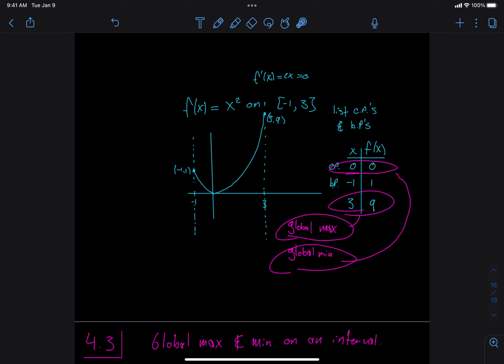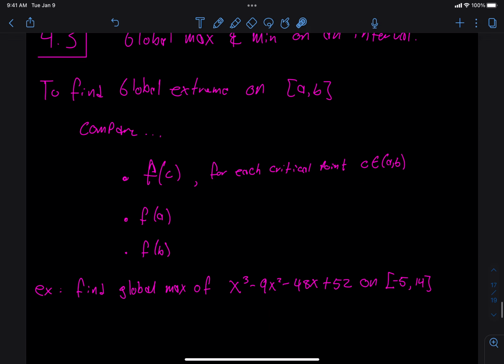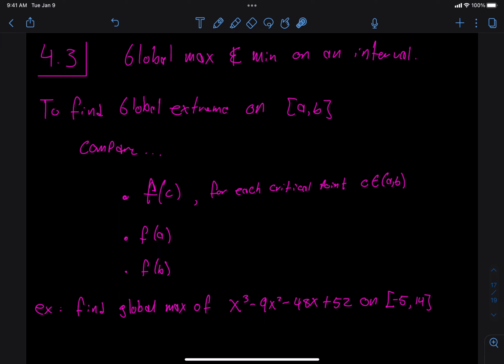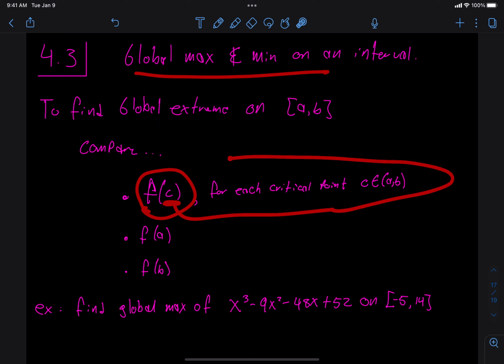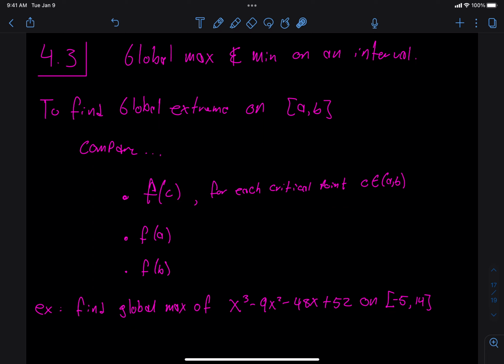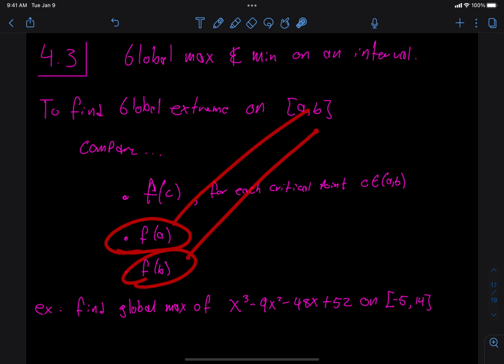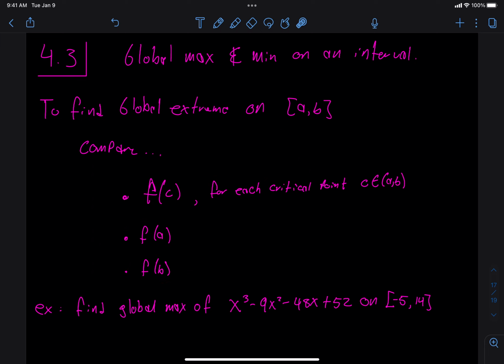Can you scroll down to... Yeah. So what's written here is really just, look, where is the global max and min going to occur? Well, you just have to check what is the height at each critical point. Okay, what is the height at each critical point? What is the height at the left boundary point? And what is the height at the right boundary point? And then you just compare which one is tallest and which one is lowest. Okay? That's all that there is to global min and max.